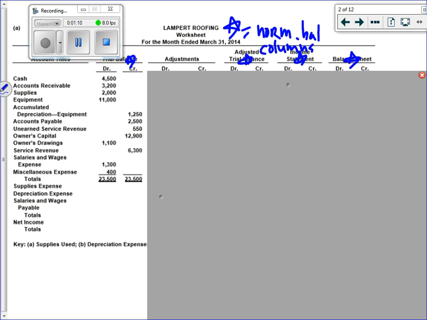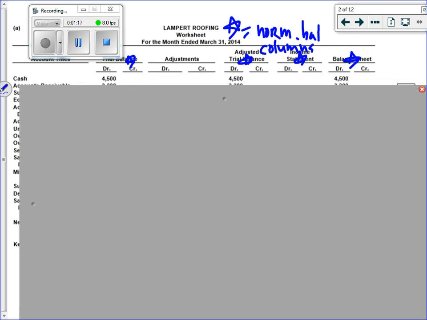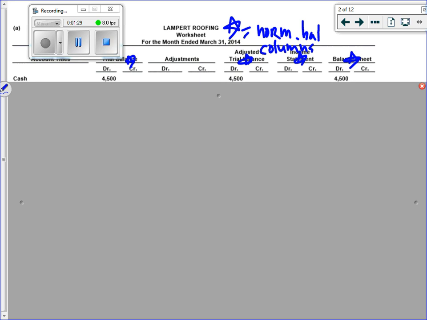So for ease of, okay, I get this, let's just do cash right away. Cash is not impacted by adjustments. That's why I can safely cruise right through my adjustments, drop that $4,500 in as a debit in the adjusted trial balance. It's not an income statement account, rather it's a balance sheet account, so it's going to show up in the balance sheet debit column as well. So that's what I mean by the stars. Okay.